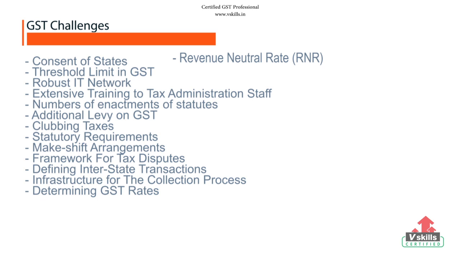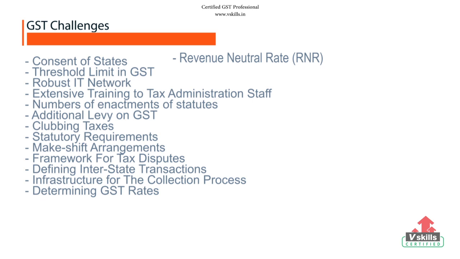Number of enactments of statutes. There will be two types of GST laws. One at the central level called central GST, one at the state level called state GST. As there seem to be different tax rates for goods and services at the central level and at the state level, and further division based on the need, location, geography and resources of each state. Number 7. Additional levy on GST.